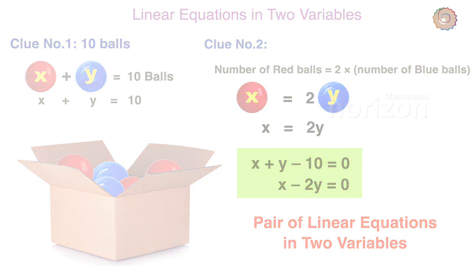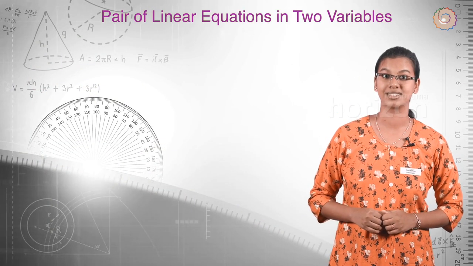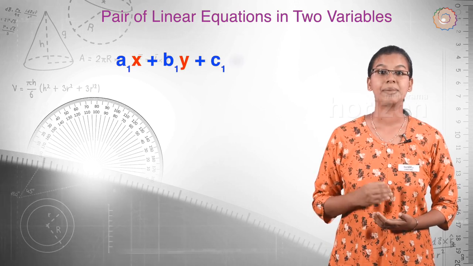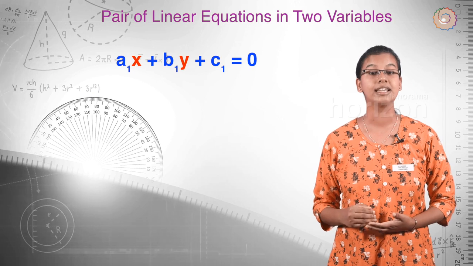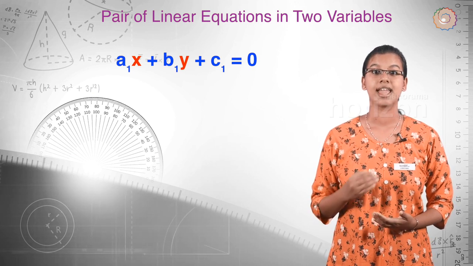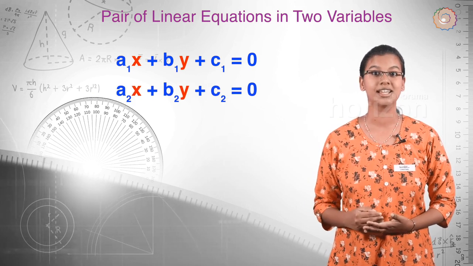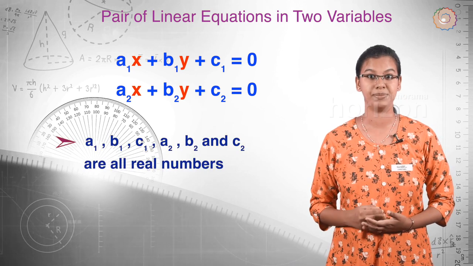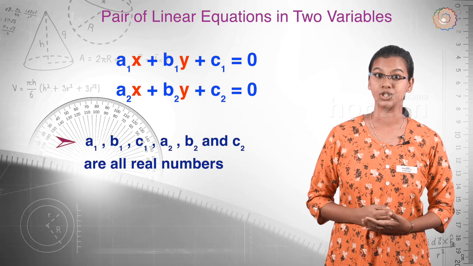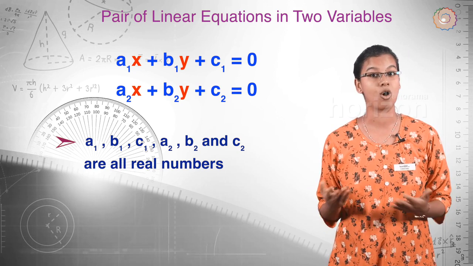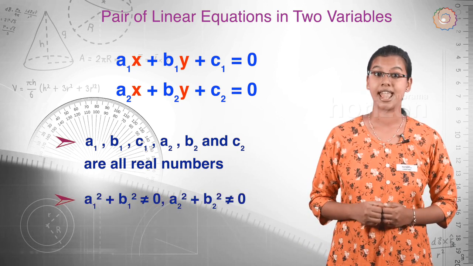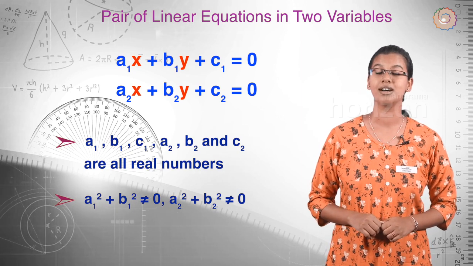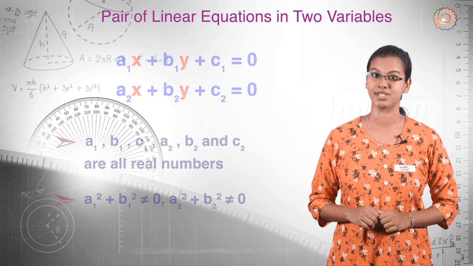So, the general form of a pair of linear equations in two variables x and y is a1x plus b1y plus c1 equal to 0 and a2x plus b2y plus c2 equal to 0, where a1, b1, c1, a2, b2 and c2 are all real numbers and a1 square plus b1 square not equal to 0, a2 square plus b2 square not equal to 0.